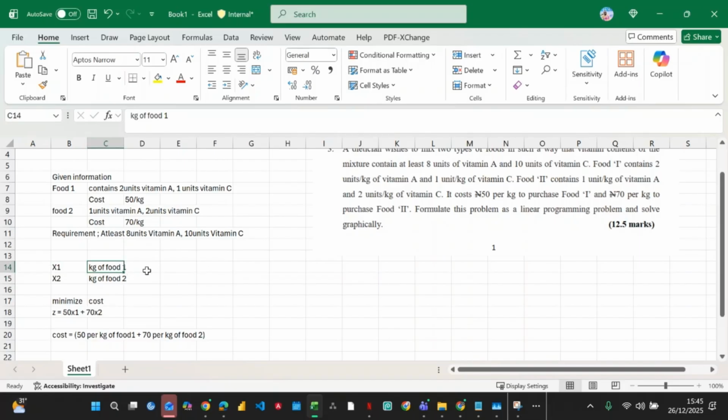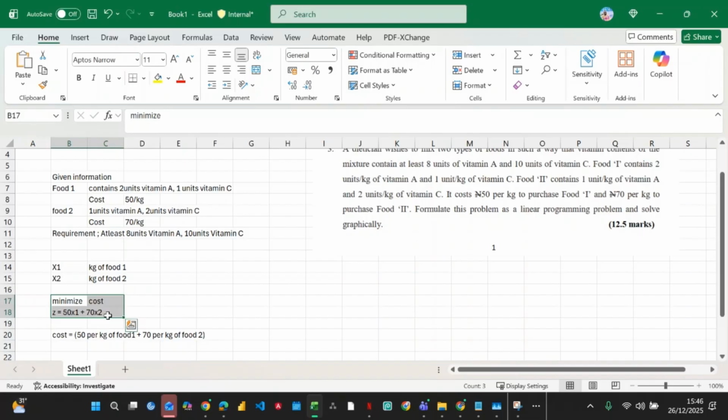But when I'm talking about X1, you should know that I'm talking about kg of food one. I'm talking about food one. If I talk about X2, that means I'm talking about what? Food two. So now this is our objective function.